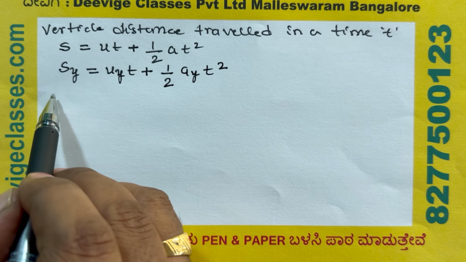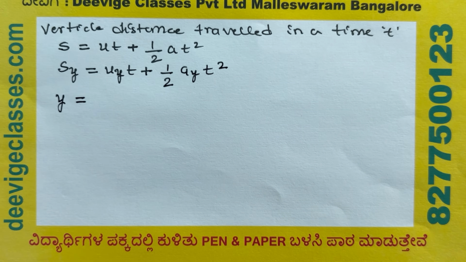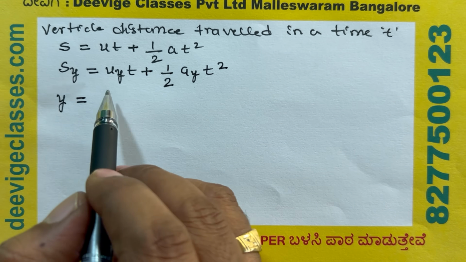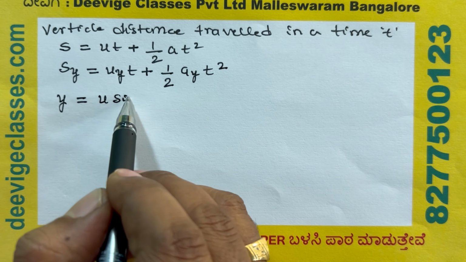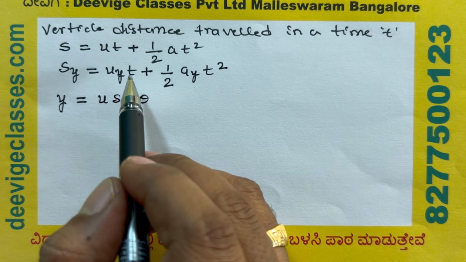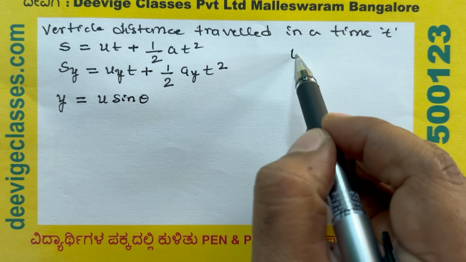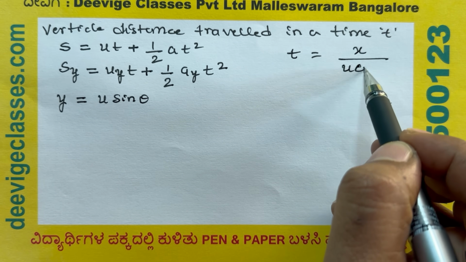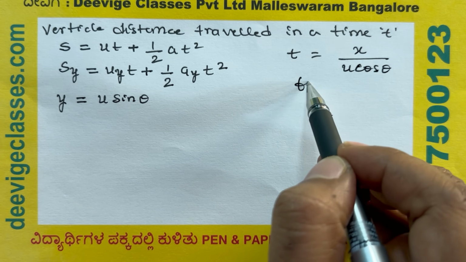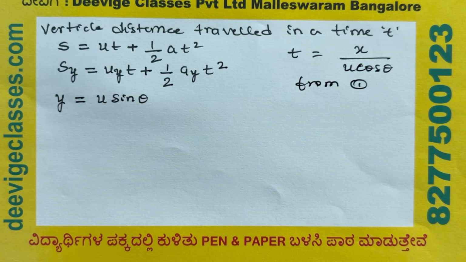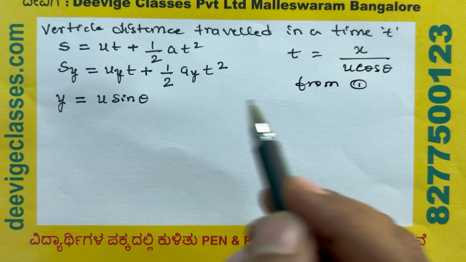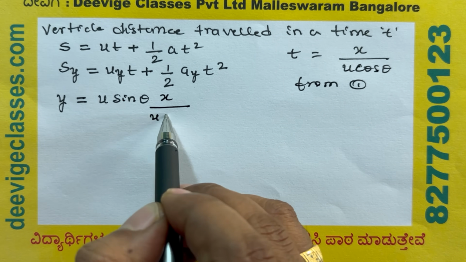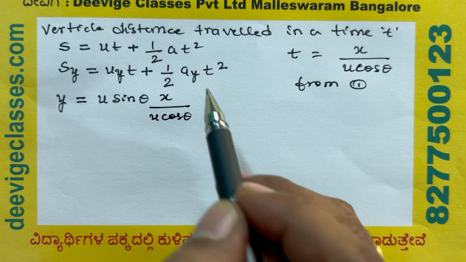Okay, what is s suffix y? It is y, the distance traveled by the particle in a time t, correct? Then u suffix y is u sin theta into time t. We know that t is equal to x divided by u cos theta, from equation number 1. So let us substitute here, t is equal to x divided by u cos theta.